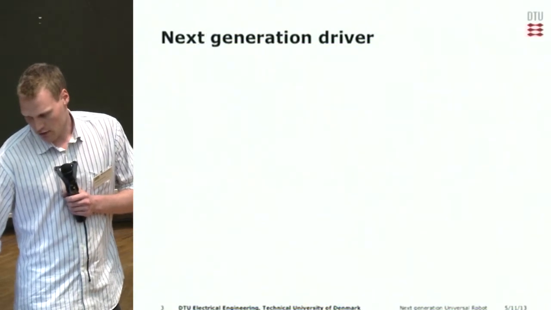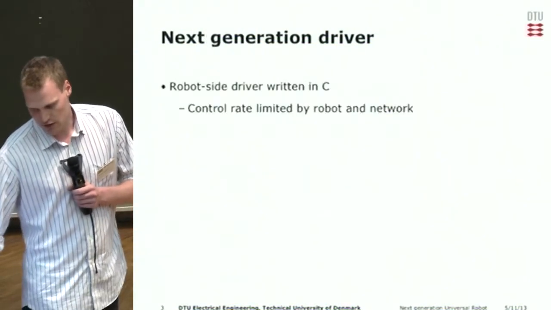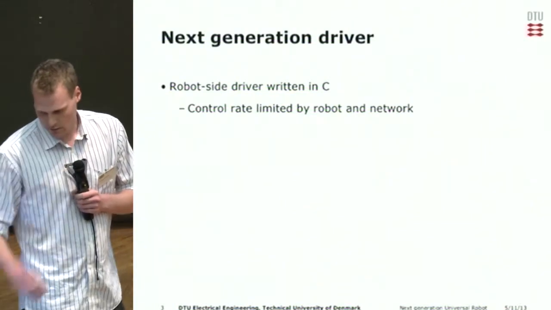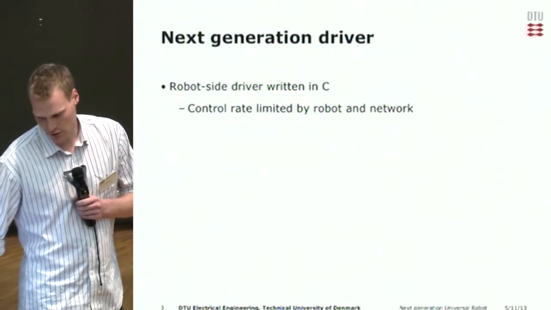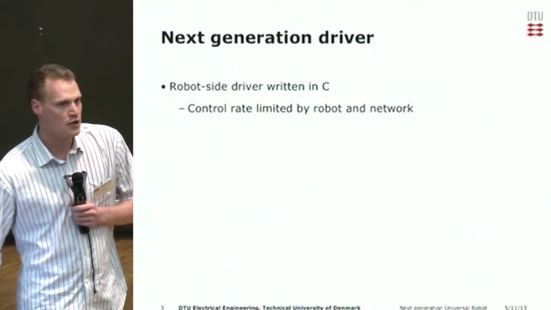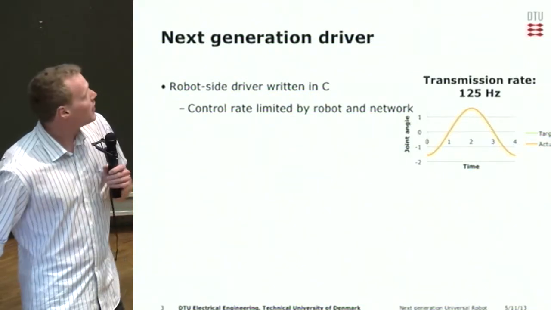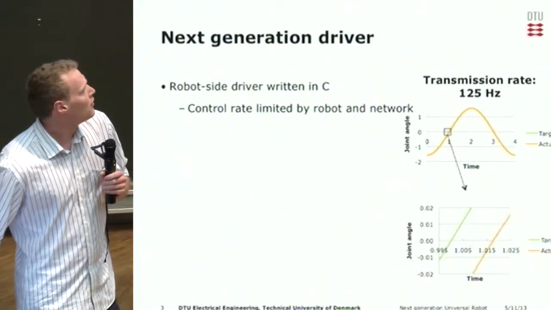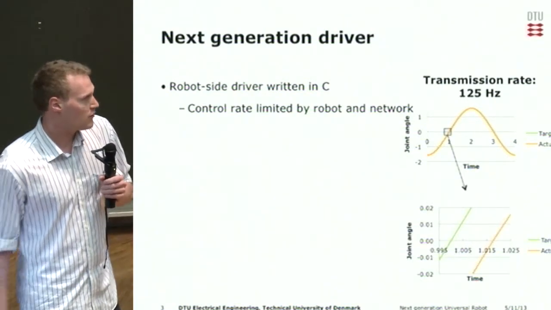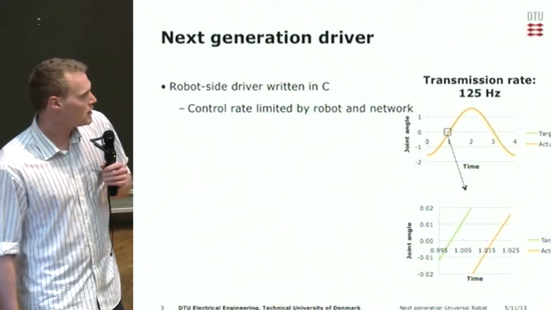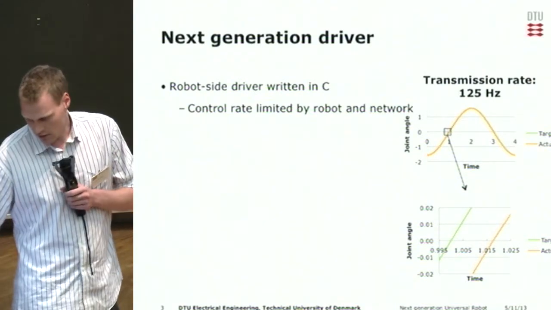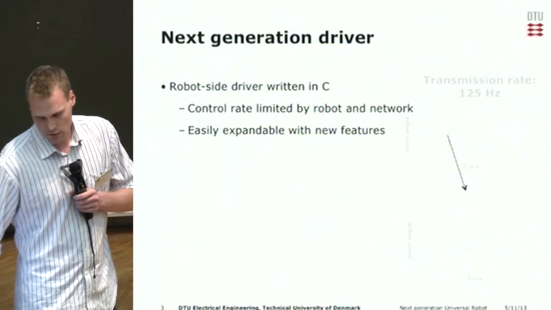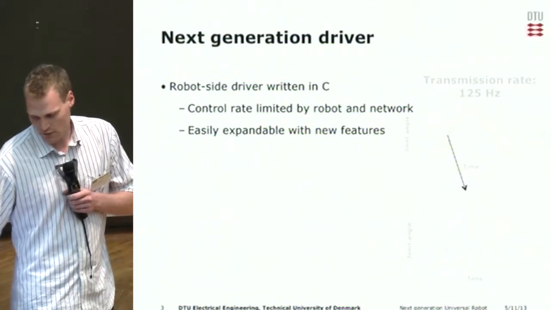What we're working on, the next generation driver, is written in C, which makes control rate limited by only the robot and the network, of course. So this means that we get much faster response, even at 125 Hertz. Actually, we only have a delay measured with my computer of 17 milliseconds. It's easily expandable with new features as long as you know how to program in C.